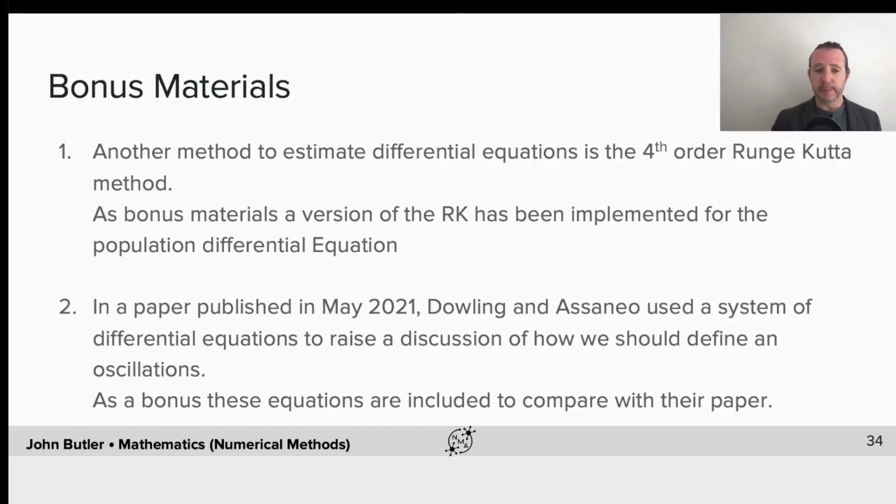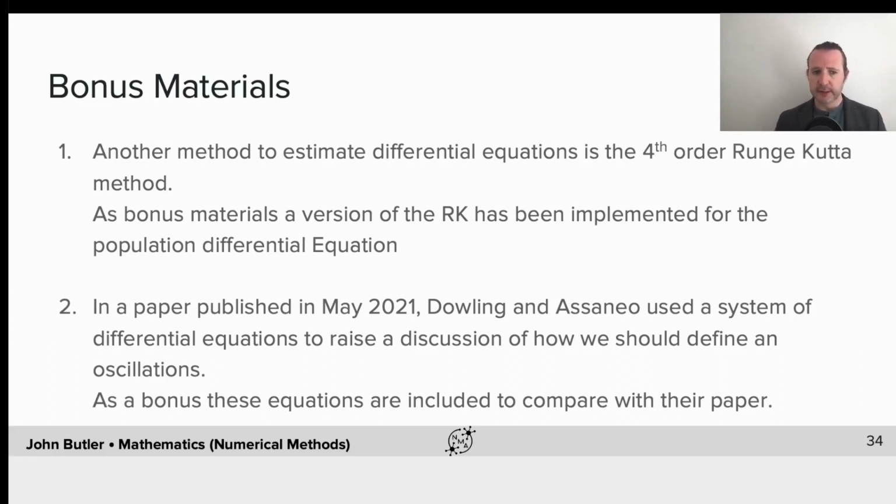I've added some bonus materials. The first bit of bonus material is another numerical method to estimate differential equation. It's called the fourth order Runge-Kutta method. I've applied it to the population equation. The fourth order Runge-Kutta method turns up a lot in papers because it's pretty easy to implement, but the accuracy is much better than the Euler method.